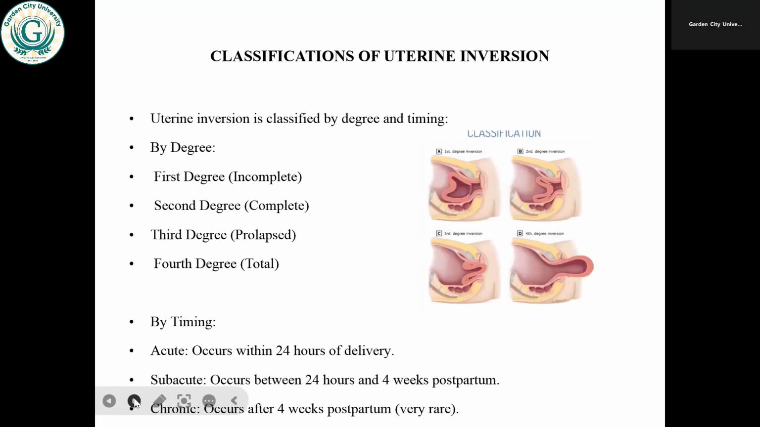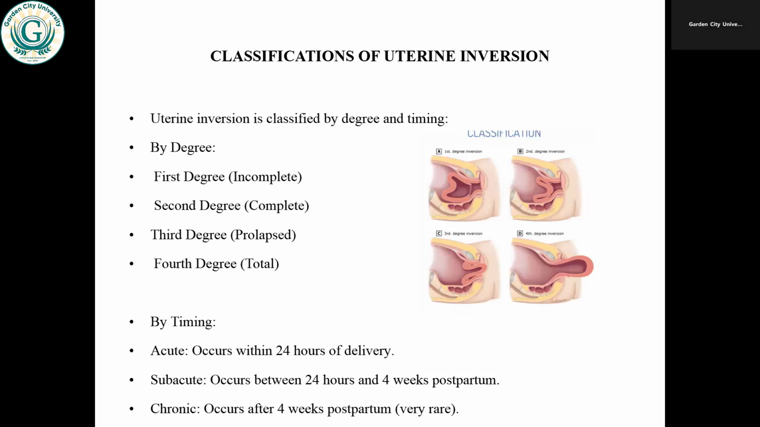Classification of uterine inversion. It can be classified into two groups. We have the degree classification and then the timing classification. So let's begin with the classification by degree. One, we have the first degree, also known as incomplete inversion. With this type, the uterine fundus inverts but does not protrude through the cervix. It will remain within the uterine cavity. We also have the second, third, and fourth degree.